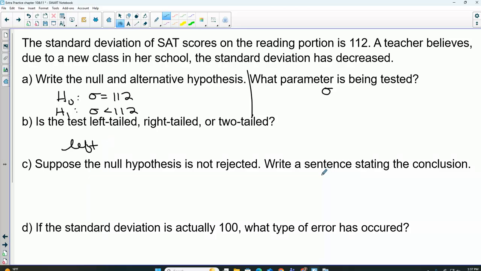Okay, suppose the null is not rejected. Write a sentence stating the conclusion. Does that mean I proved the null hypothesis was true? No, it just means there was not enough evidence to conclude it had decreased.